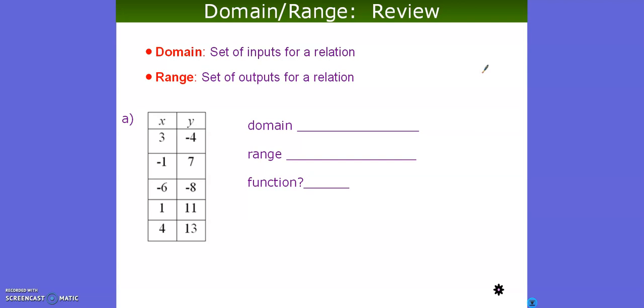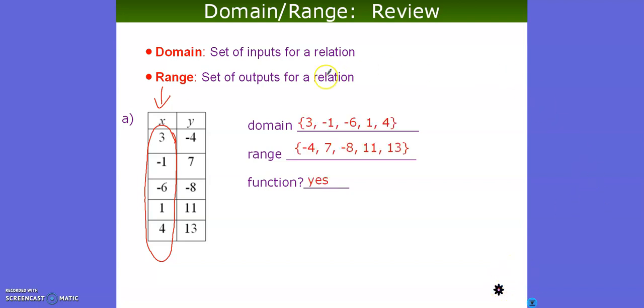A domain is your set of inputs for your relation and the range is the set of outputs. So when we take a look at this, our domain here is going to be your x values. Your range will be the y's. And then we're going to see if we can determine if it's a function or not. So remember your function, you're going to look here at the x column to see if you have any repeated x's. In this case, we do not have any repeated x's, so we can call this one a function.